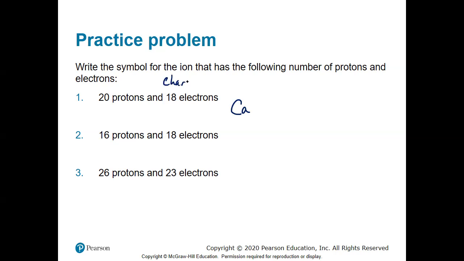Again, we can go about this mathematically or logically. Logically, I can see that there are 2 more protons. Protons have a positive charge. This is positive 2. I could also just simply plug those values into that equation. 20 minus 18 is positive 2. I could get the charge that way as well.